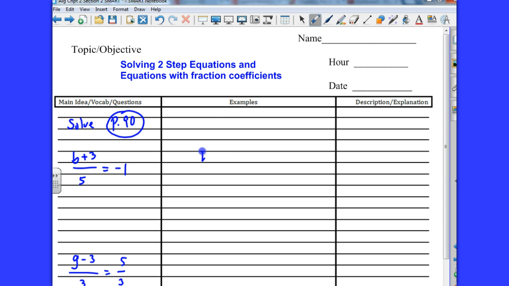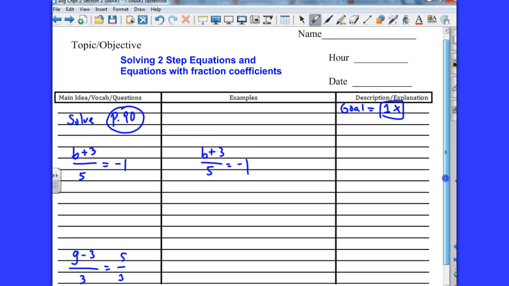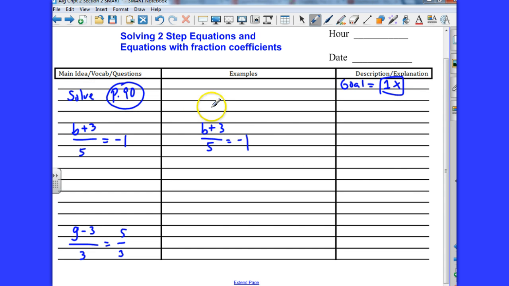So what do we always do? We always recopy the question. (b + 3)/5 = -1. Now let's remember what the goal is when we solve. The goal is always to find one x on one side. Isolate that x, get him all by himself, or in this case it's b, it doesn't matter what the letter is. That's our goal here.